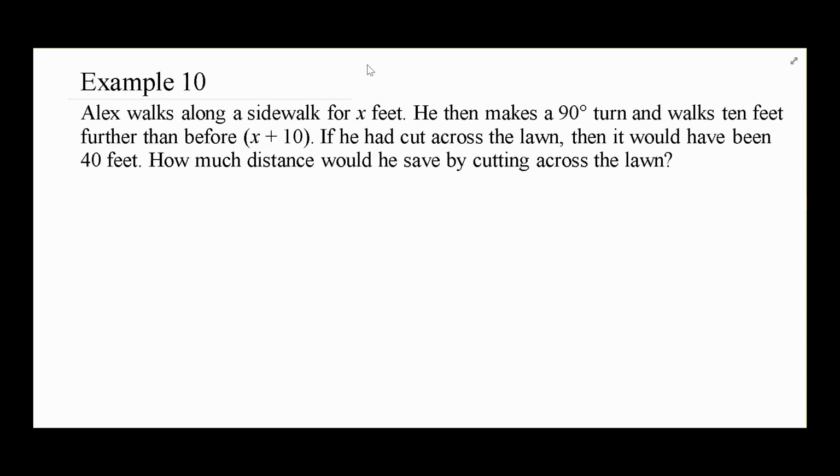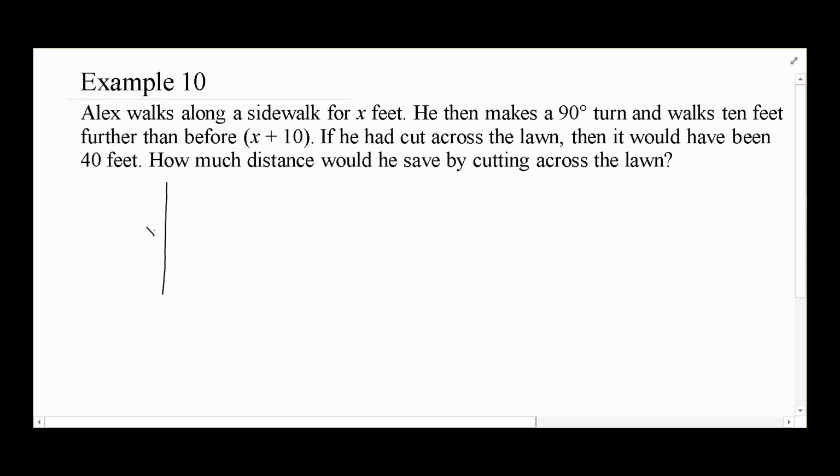So let's look at this word problem. Alex walks along a sidewalk for x feet. He then makes a 90-degree turn and walks 10 feet further than before, so x plus 10. But if he would have just cut across the lawn, then it would have been 40 feet. How much distance would be saved by cutting across the lawn? So this is actually a really tricky problem. So if we draw a picture, it's going to definitely help us. But there's still a nice trick to it.